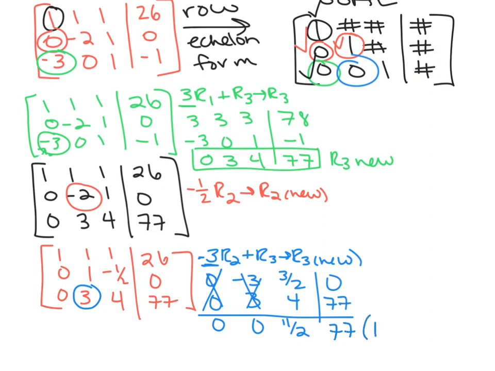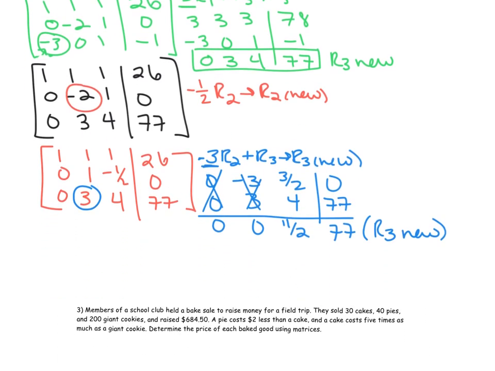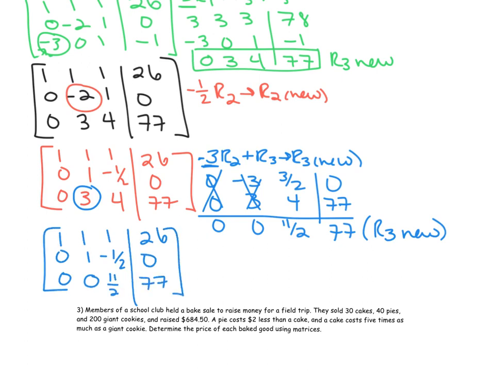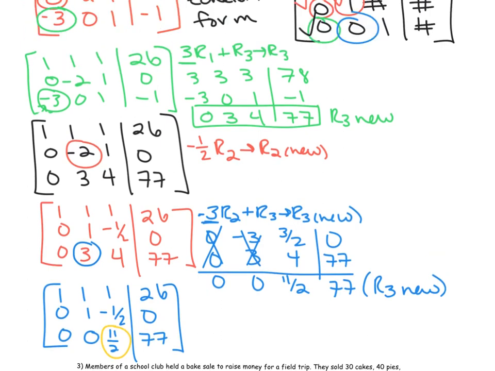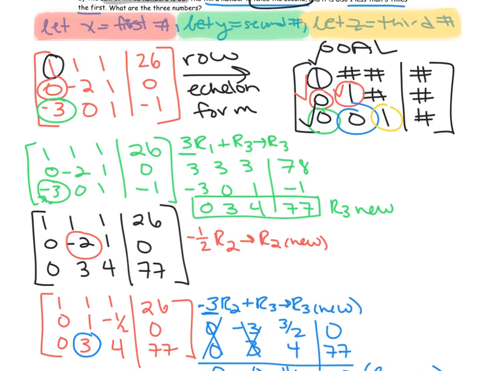So now here is my third row, which is new. So let's now write that out. So we'll have nothing changed about the first row, nothing changed about the second row. Now my third row is 0, 0, 11/2, and 77. Now our last goal here is to change this here into a 1. So this is the last thing we got to do, guys. We just took care of the 0. Last thing we got to do is change this into a 1. All right, so let's do it.